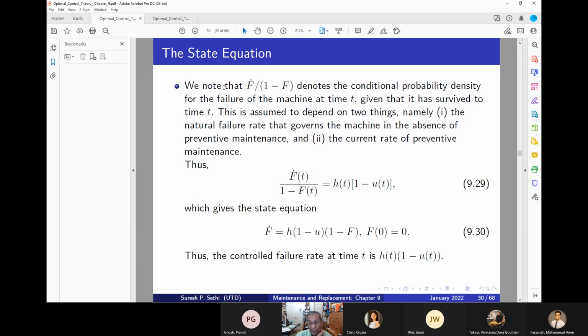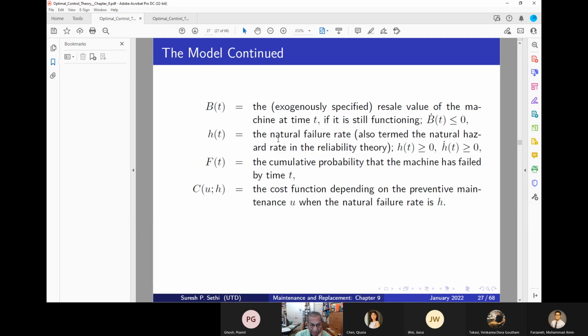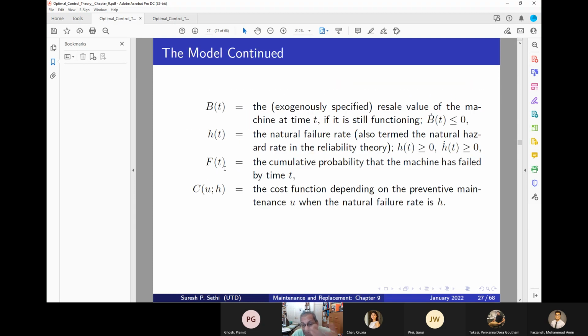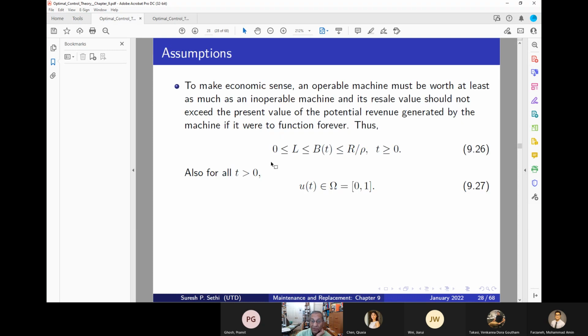So what are we doing here now? It denotes the conditional probability density for the failure of the machine at time t, because the t is always there, right? We don't write t all the time, but it's always there. Given that it has survived up to time t. That means 1 minus F is the probability it did not fail by time t. Ft is the cumulative probability that the machine has failed by time t. So 1 minus Ft is the probability that the machine has not failed by time t. And F dot is the density of the rate at which the machine is failing at time t. So those are the things that you need to know.